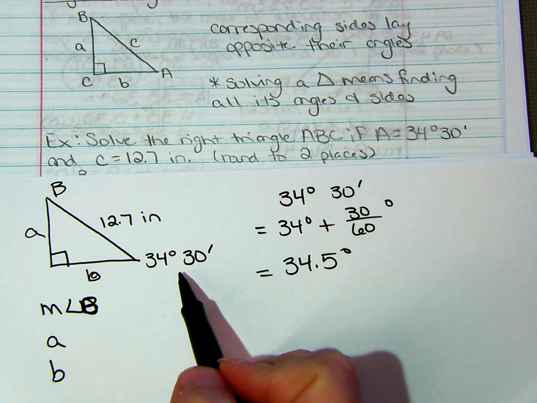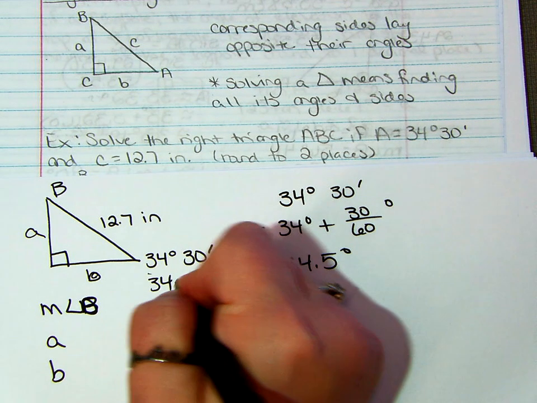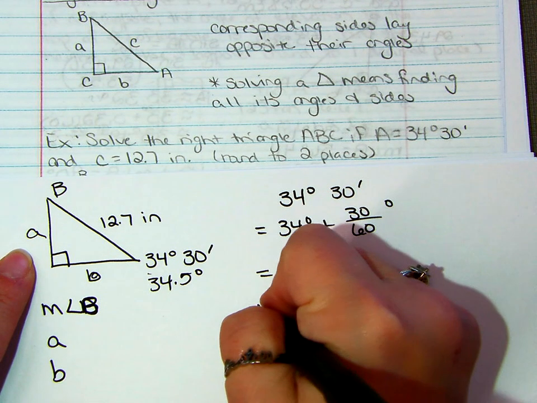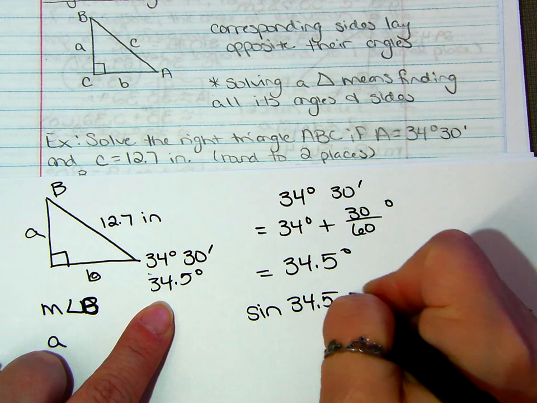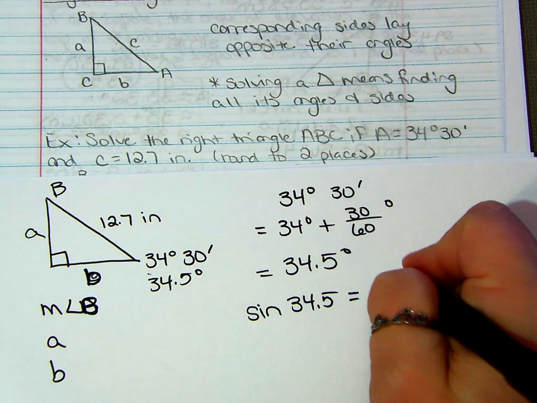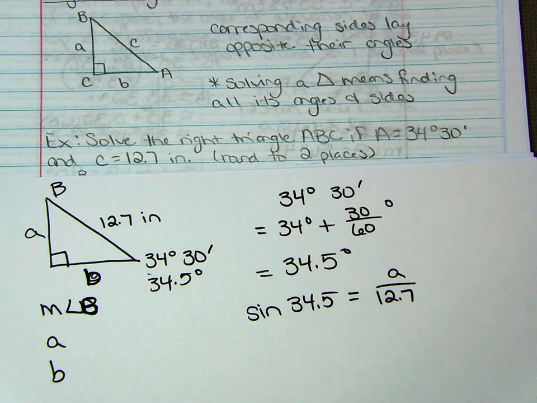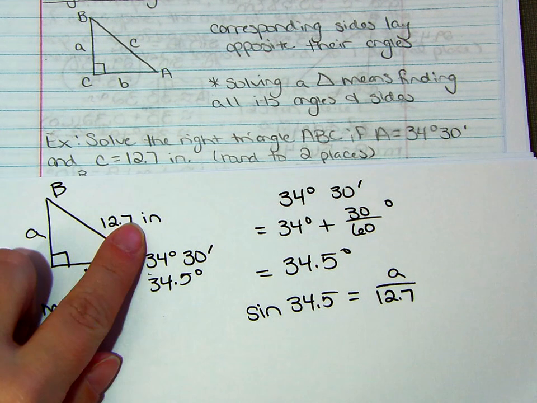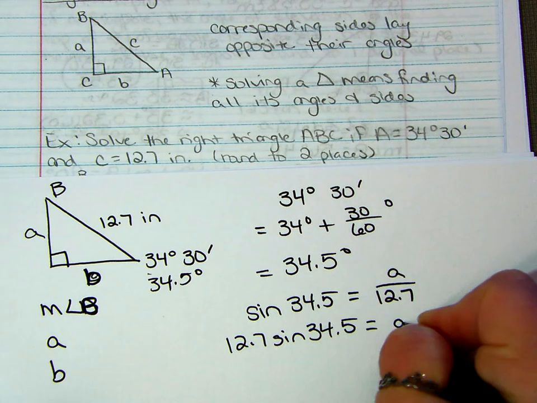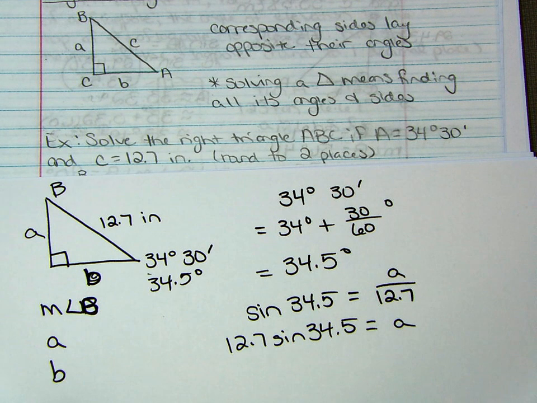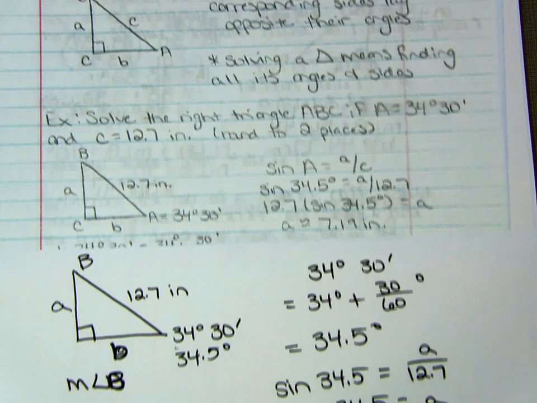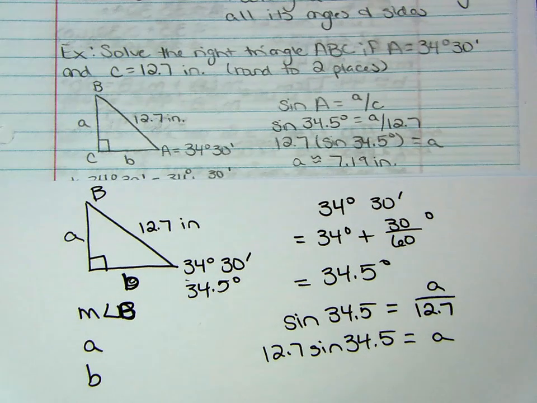So based on the information that I have, this angle, which is 34.5, and my hypotenuse, I'm going to use the sine of angle A, which is 34.5, equals what, based on our triangle? Yeah, A over 12.7, because sine is the opposite over the hypotenuse. Well, that's good because I can take 12.7 times sine of 34.5, and that's going to tell me how long side A is. If we type all that in, how long is side A? Approximately 7.19 inches. Because it said round to 2 places, so I'm going to round it.